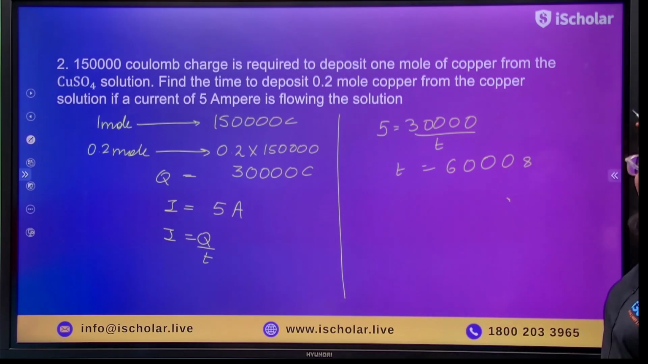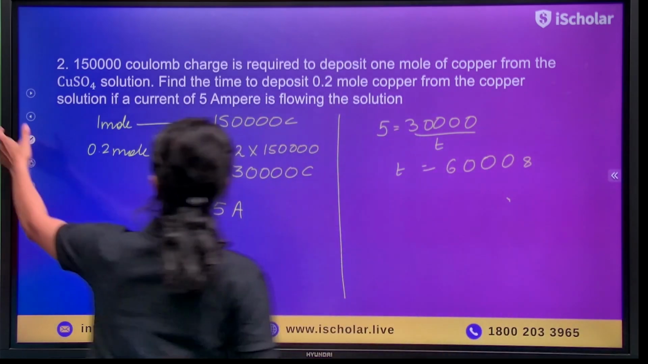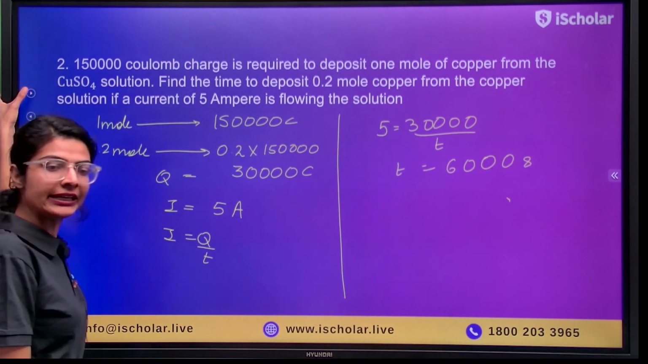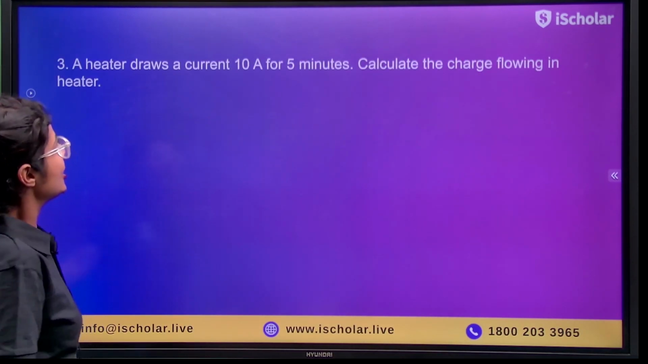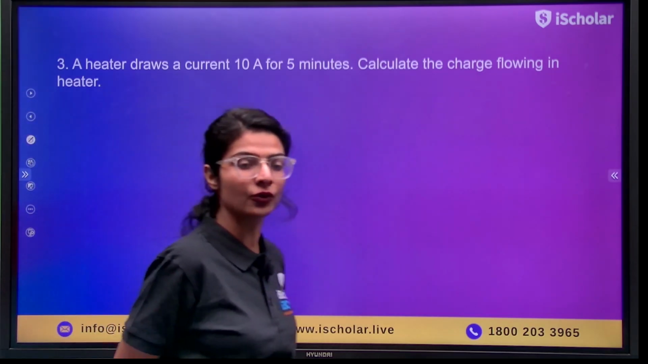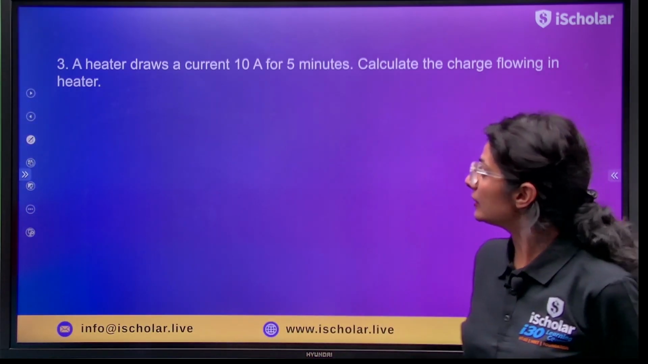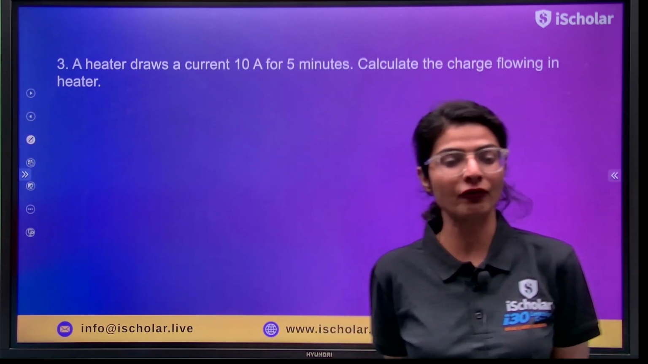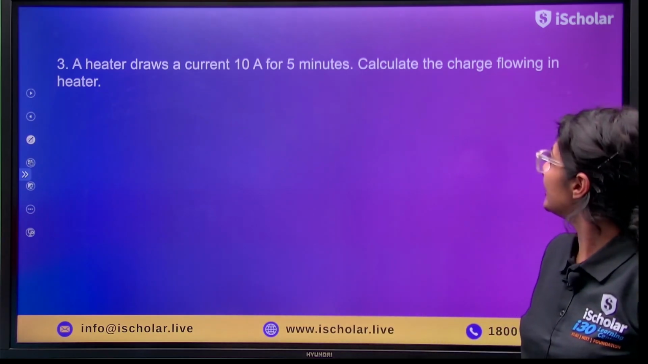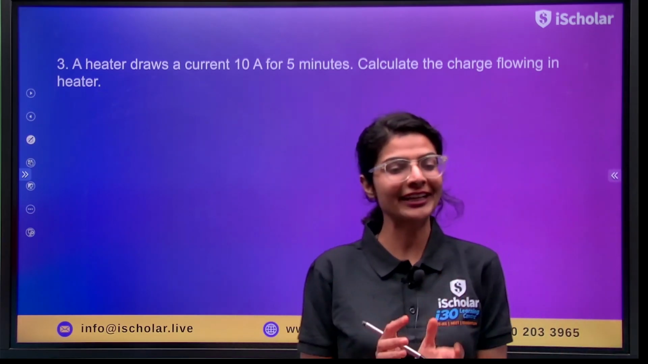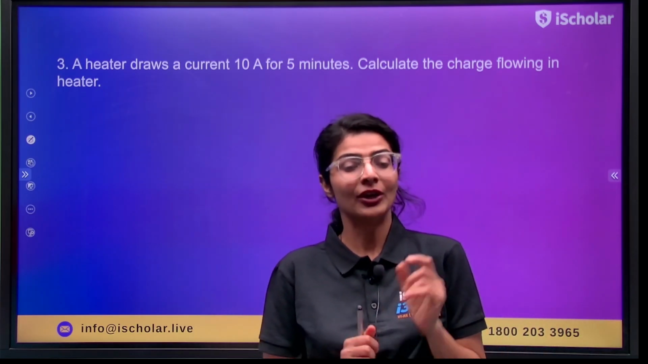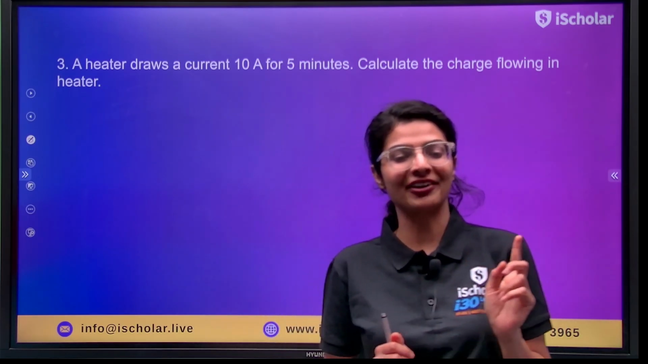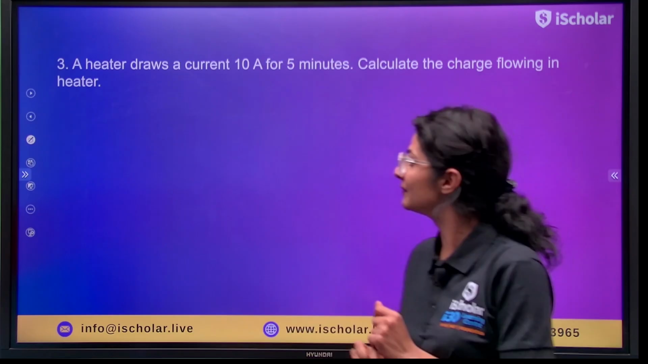Now coming to the next question. I hope this question is clear to you all. Okay, so the next question is: a heater is drawing a current of 10 ampere for 5 minutes. Calculate the charge flowing in the heater. So again, this is a similar question, and this one is homework for you all. You have to solve this question and write the answer in the comment box.